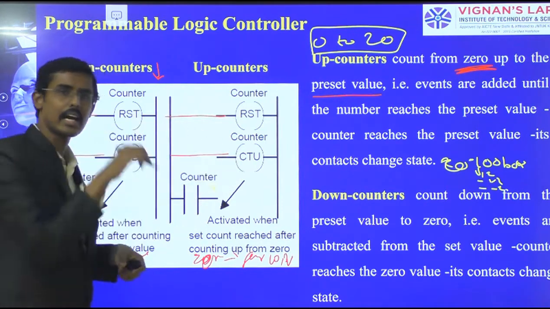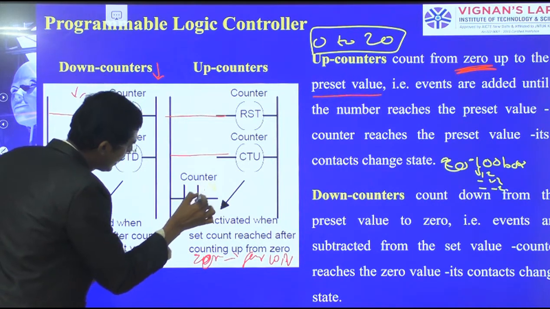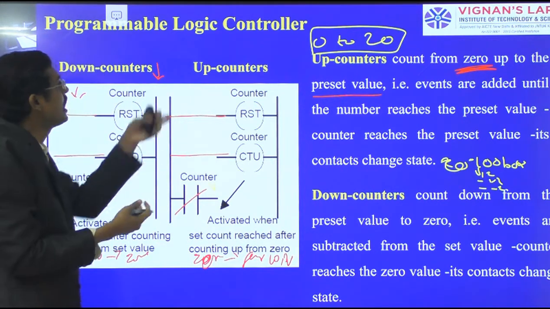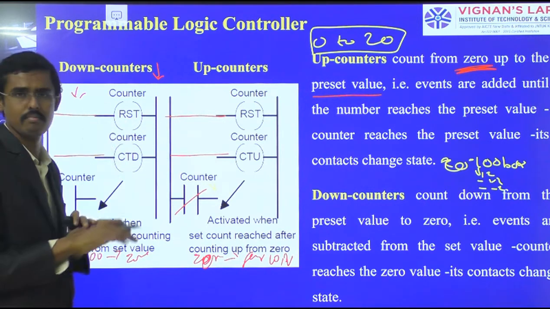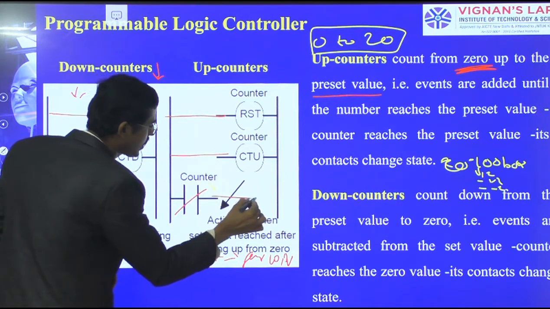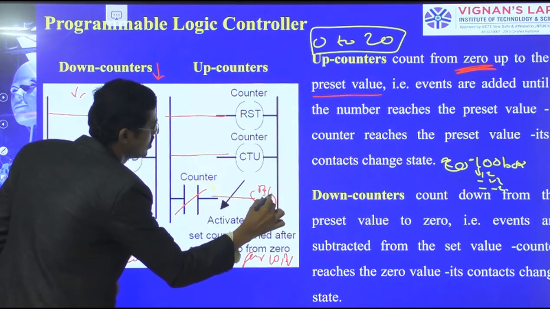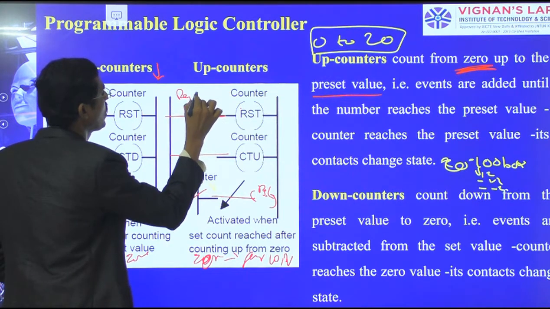After the counter is started, 1, 2, 3, up to 20, this counter will activate. Whether it may be an up counter or a down counter, whatever it is, the connection is the same. What I am doing is connecting this counter to the reset. So this reset button is here.